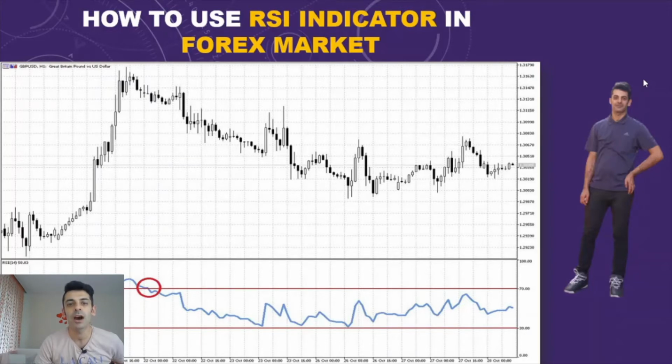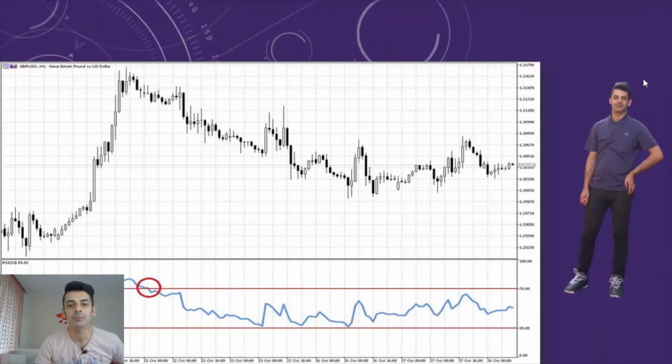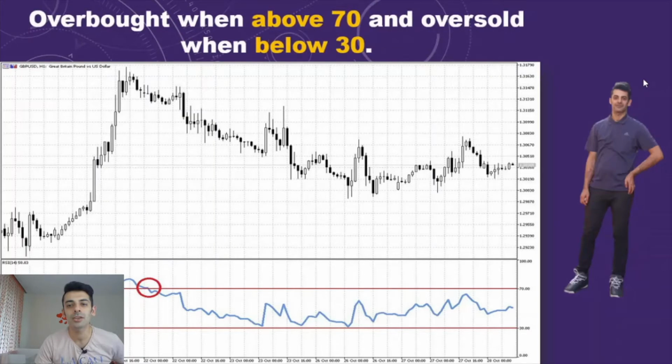The RSI oscillates between 0 and 100. Traditionally, the RSI is considered overbought when above 70 and oversold when below 30. Signals can be generated by looking for divergence and failure swings. RSI can also be used to identify the general trends.